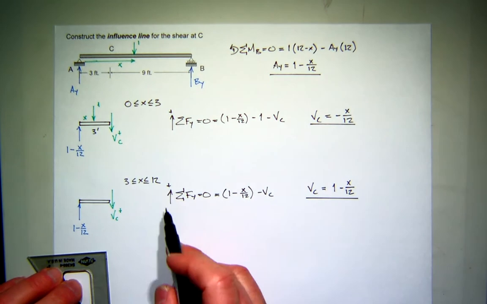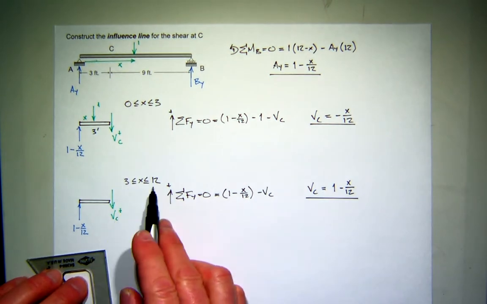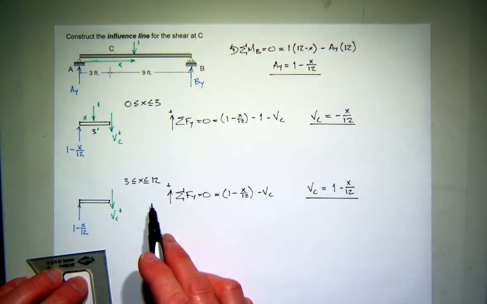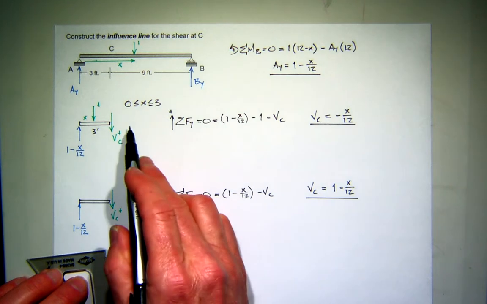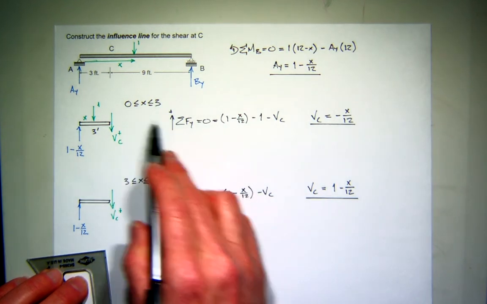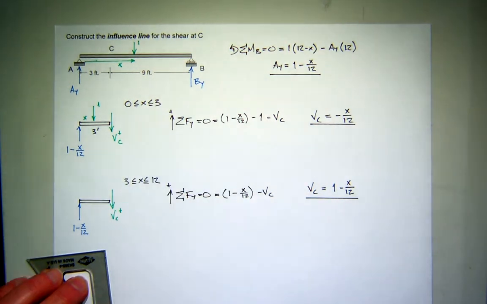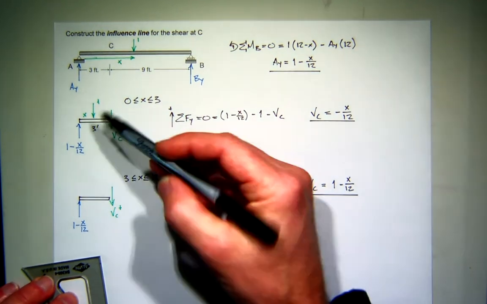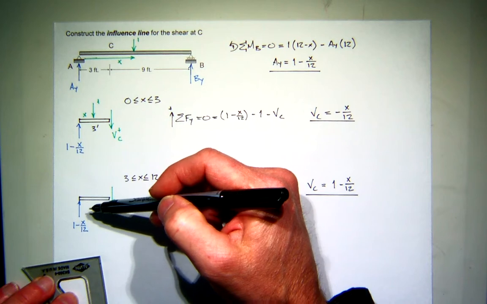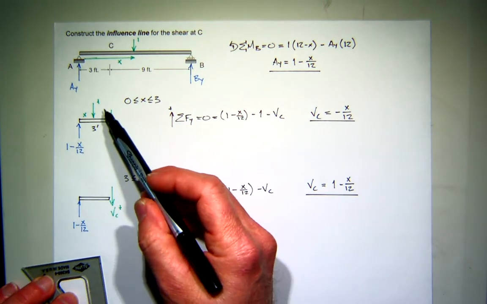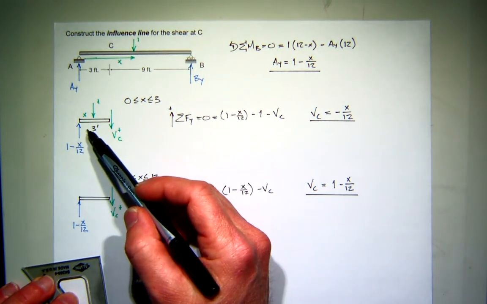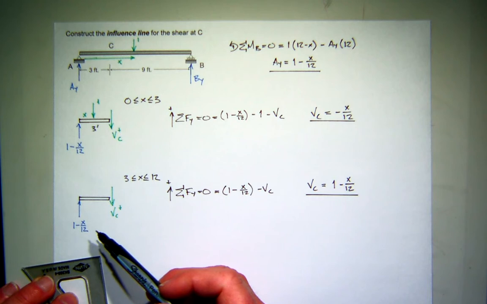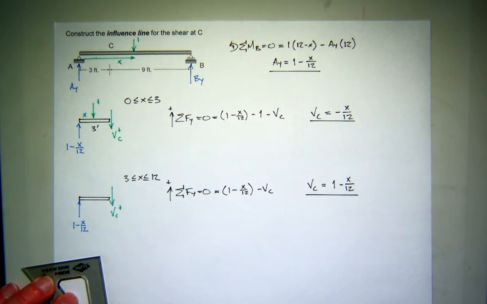If I did go to the other side for the range 3 to 12, then the unit load would be there. If I use the right-hand free body for 0 to 3, it would not be there. So what I suggest to you to try to keep things straight is pick a free body, and you'll have one case where the load is on that free body, and you'll always have a second case where the load is no longer on that free body.